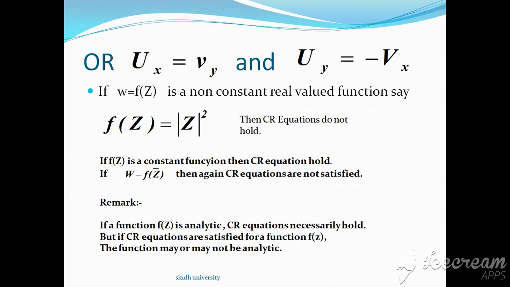If w is equal to f of z is a non-constant real valued function, say f of z is equal to modulus z whole square, then the CR equations do not hold. This condition does not satisfy the CR equations. If f of z is a constant function, then the CR equations hold. It means for any constant function the CR equations hold. If w is equal to f of z's conjugate, then again the CR equations are not satisfied. It means any function involving a conjugate does not satisfy the CR equations.